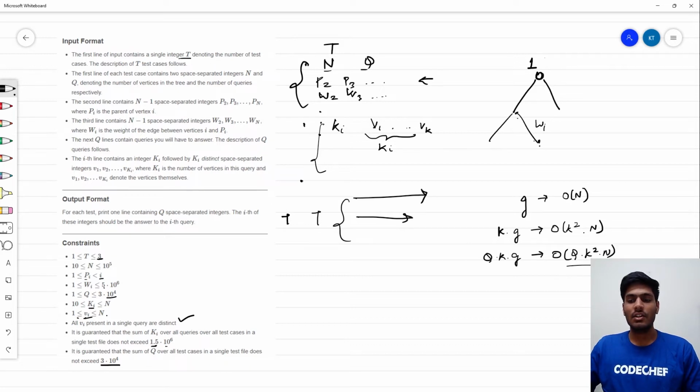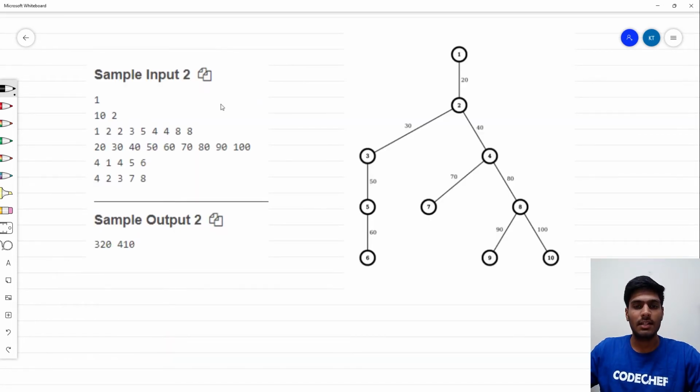Now this is clearly not feasible given the limits of n, q and k. We'll have to find out what trick we can use to simplify this problem. Now we'll quickly discuss an example.